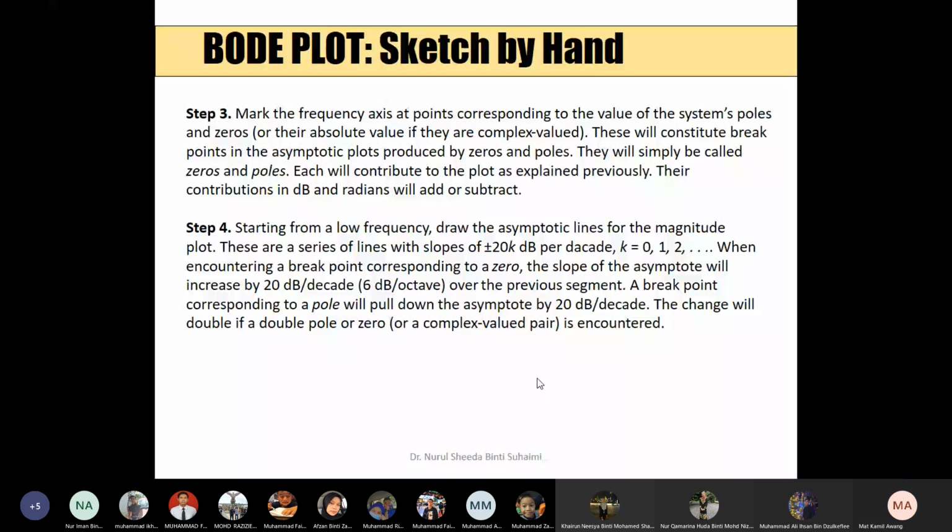Then we start to plot the contribution from each of the poles and zeros individually. Then after that, we start to add them. We start to do addition.